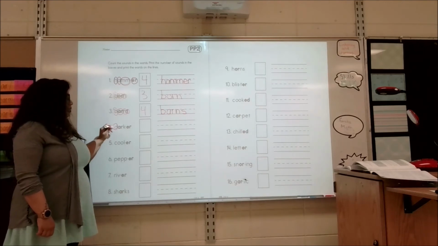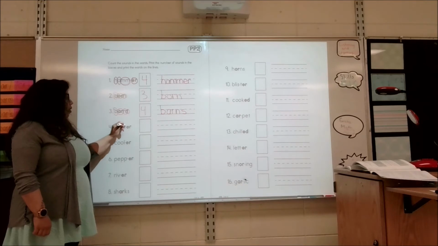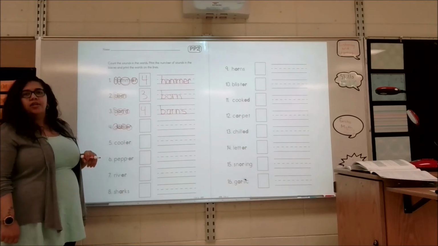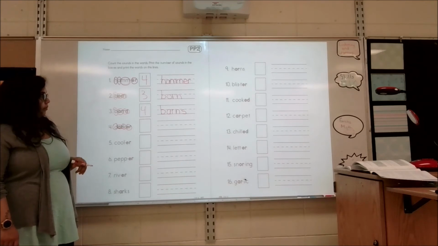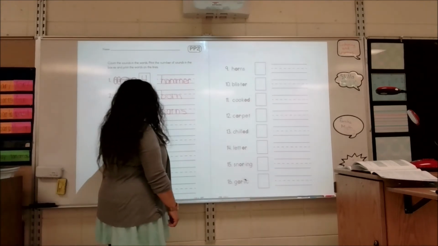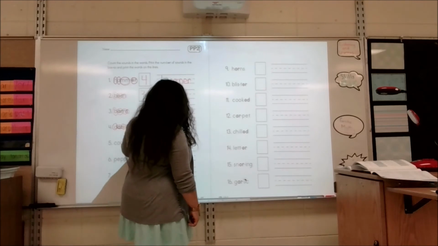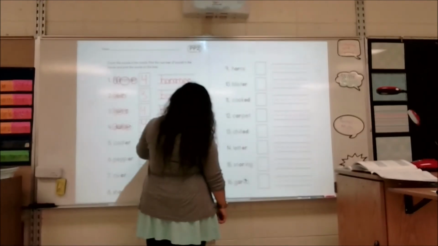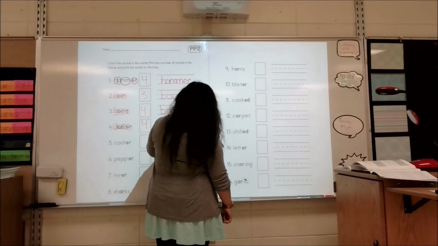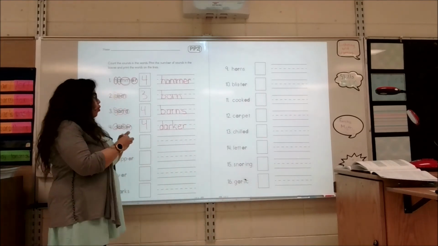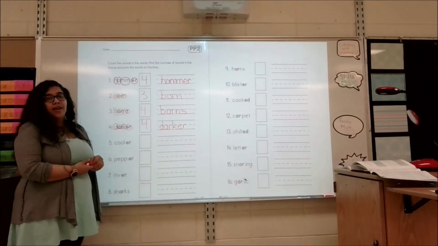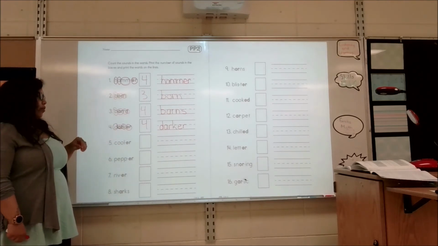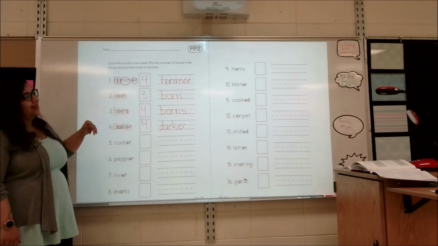So d, ark, darker. How many sounds are in that word? 4. Good job. Great work. Darker. Darker. And note, when we write a 2-syllable word, we don't write the dot. The dot is to help us train our brains to read the 2-syllable words. It too will go away.